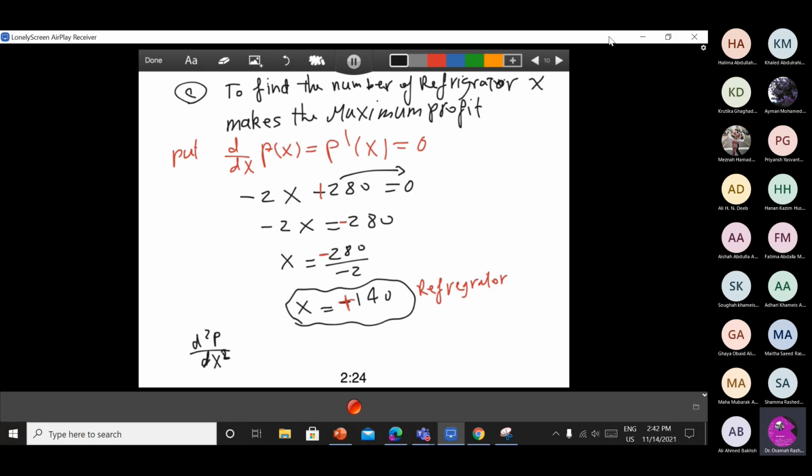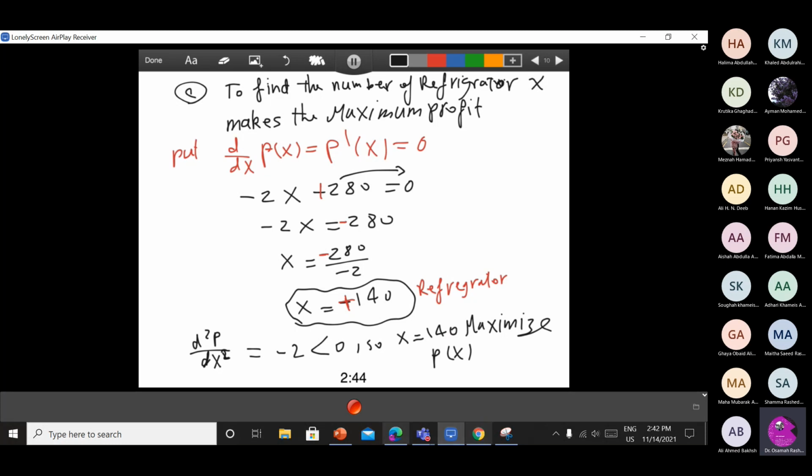So I differentiate this one again. So I have only minus 2. It is negative. So x equal to 140 maximizes P of x. This is the solution.